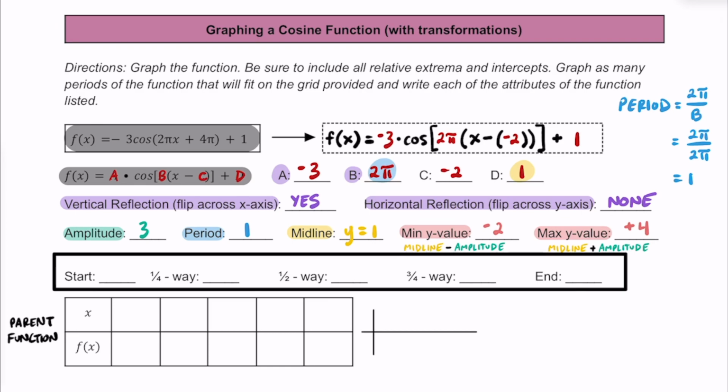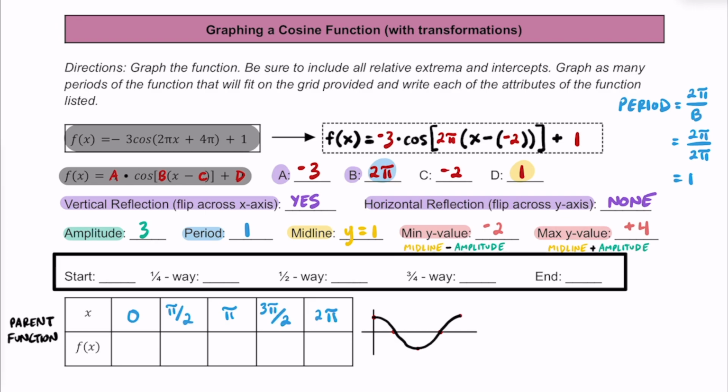Next, it's always a good idea to think about what the parent function looks like. So for cosine, it always starts at the positive y-axis, (0, 1). Then it comes down to the midline, down to the minimum, back to the midline, and then back to the maximum. So just remember, this is what cosine functions typically look like for the parent function. And then everything that is going to be transformed on it will change this a little bit. But this is what it looks like by default.